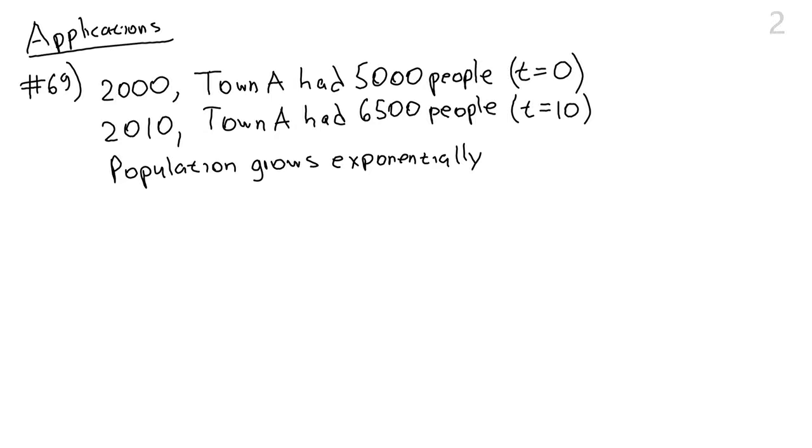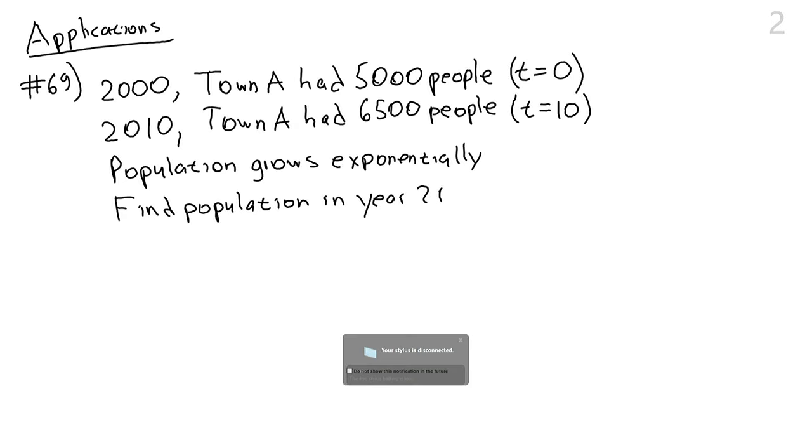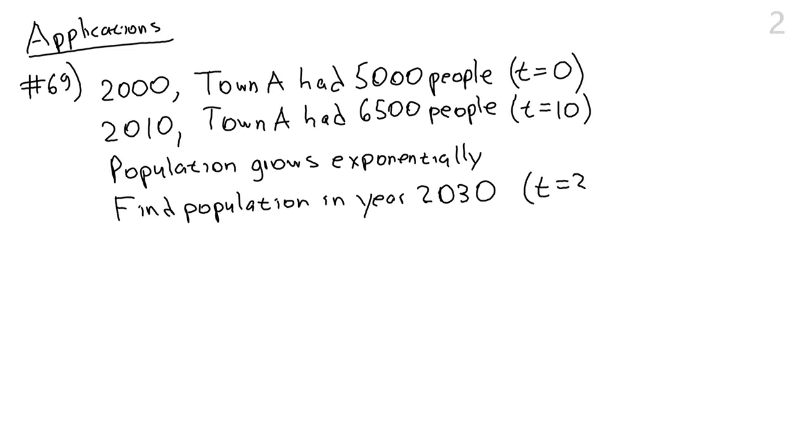And we are asked to find the population in year 2030. By our count, the year 2030 is when t equals 30. So we solve this in 2 steps. Step 1 is to find the growth constant.